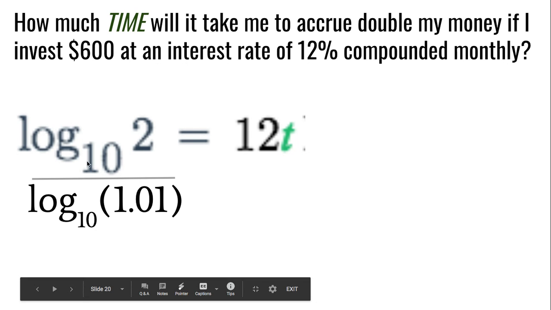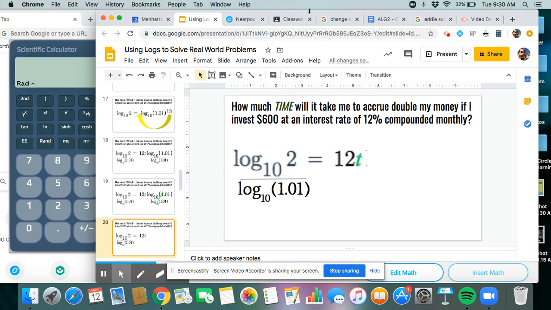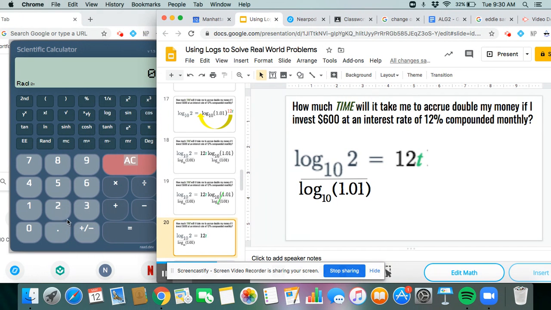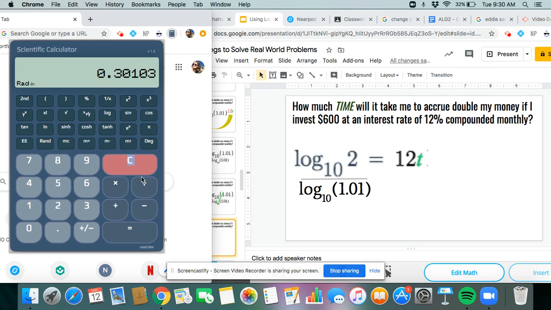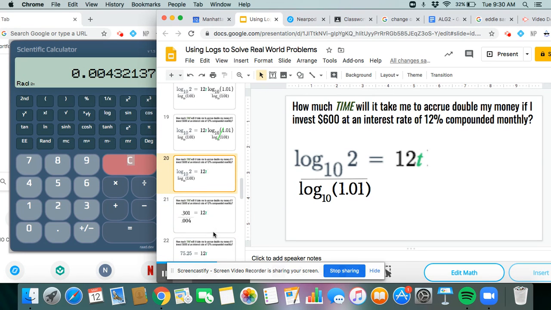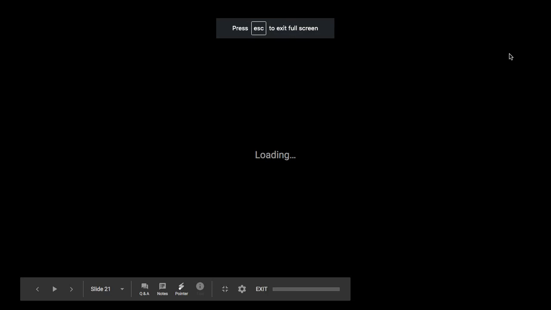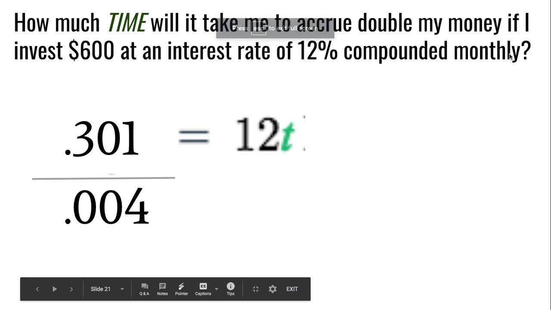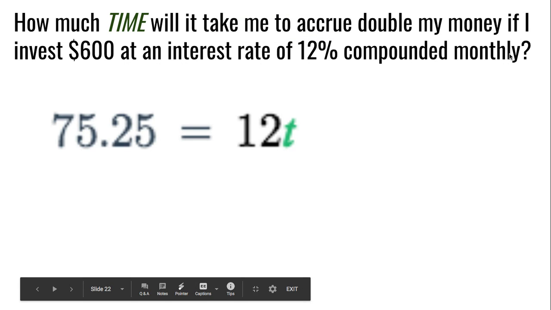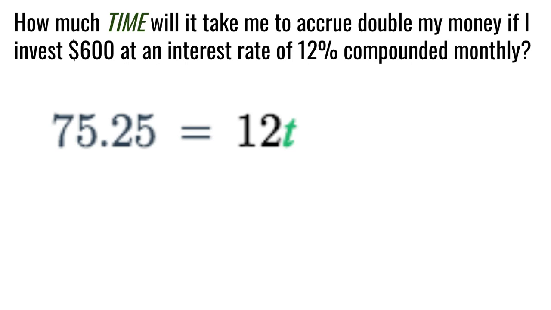And then you just put this into your calculator piece by piece. First the numerator and then the denominator. If I take log 2, that gives me 0.301. If I take the log of 1.01, I get 0.004. And if I divide those values, 0.301 divided by 0.004, I get 75.25. Easy.